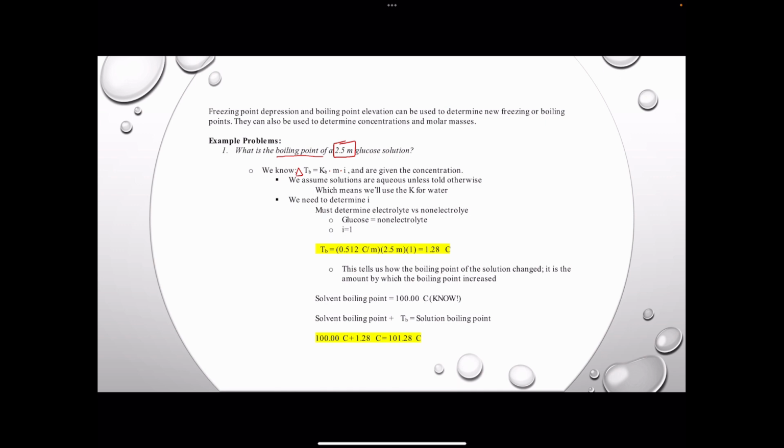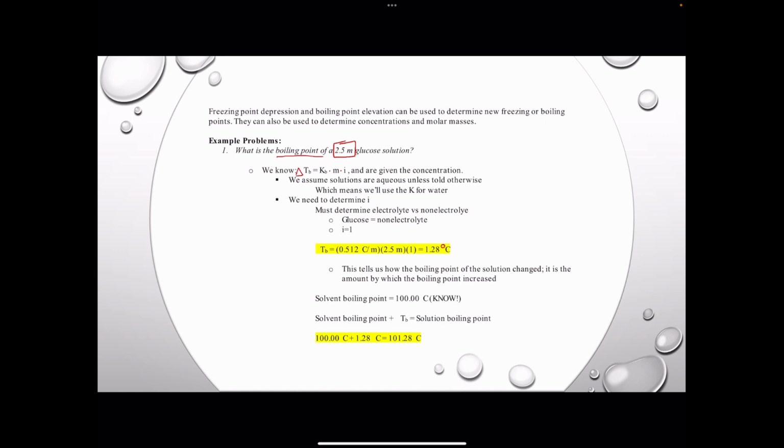What we need to determine is our i value, our van 't Hoff factor. So we've got to determine if this substance is an electrolyte or a non-electrolyte. We've looked at glucose before. It's an organic compound, it's a molecule, it's a non-electrolyte. So if it's a non-electrolyte, that means its i value is 1. So plugging in the information that we have, we put in the K value for water, 0.512 degrees Celsius per molality, which we had in a previous video, times our concentration, 2.5 molal, times our i value of 1. And that is going to give us a temperature change of 1.28 degrees Celsius.